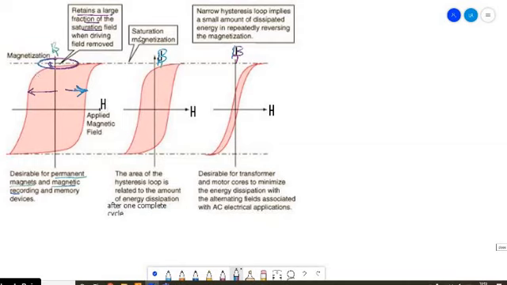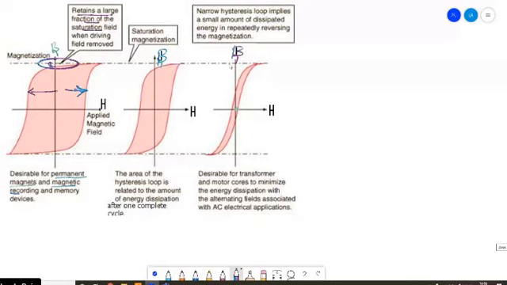Here, what is happening? This one is relatively thin. The area of the hysteresis loop is related to the amount of energy dissipation. The area inside this hysteresis loop gives us the amount of energy dissipation that has happened. This one is something medium, and here you have a very narrow hysteresis loop. Here, even for a small decrease in height, you will notice a very sharp fall in B.